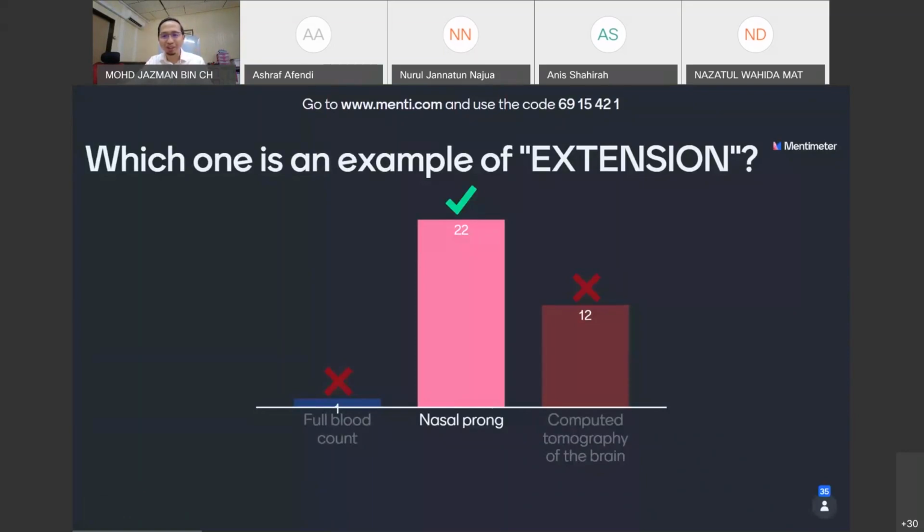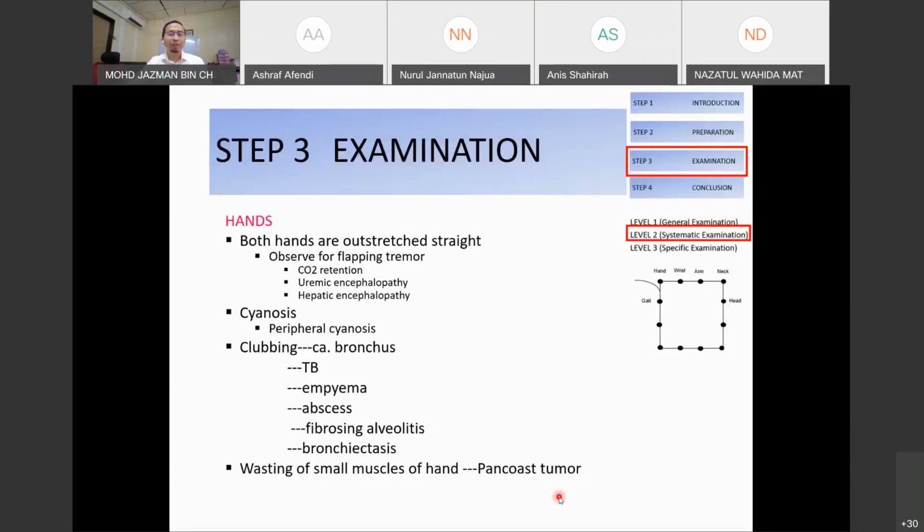So hopefully you are still logged on to your phone. Yeah. Okay. So step 3, as I told you earlier, you examine the hands. So as you see in the video, you need to ask the patient to stretch the hands straight forward. Okay, and also look for any evidence of flapping tremor.